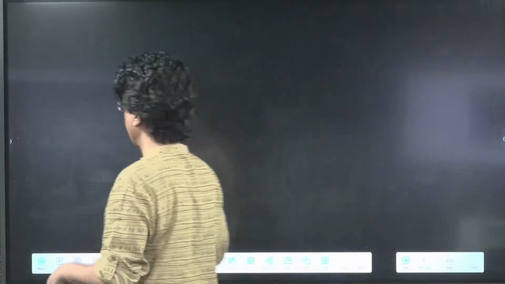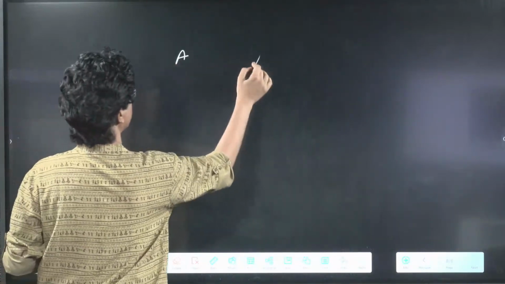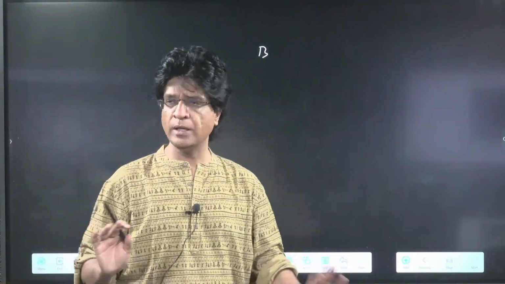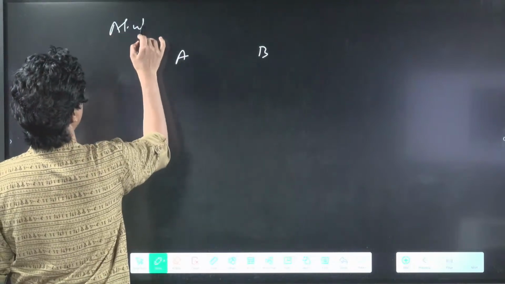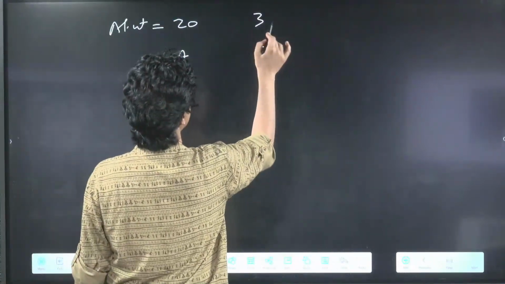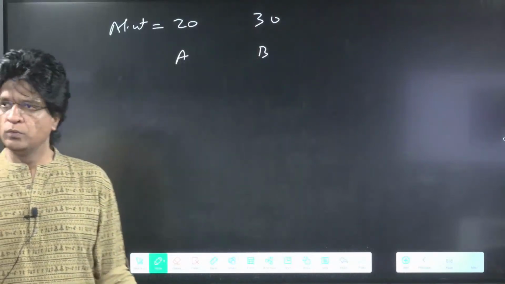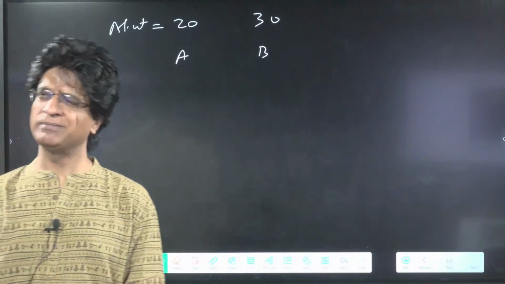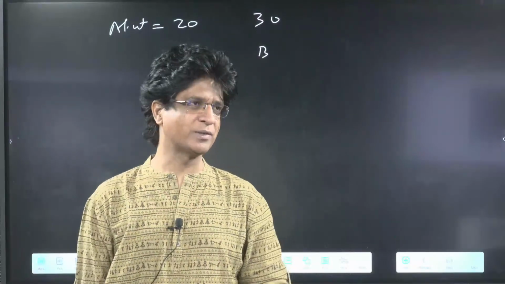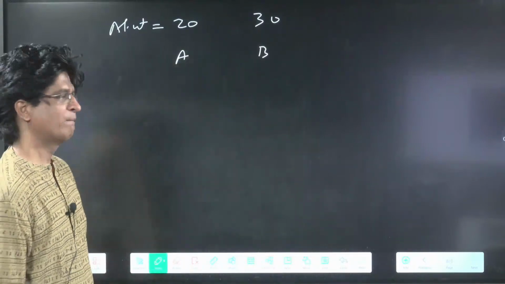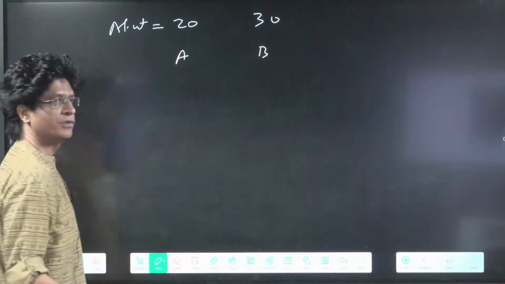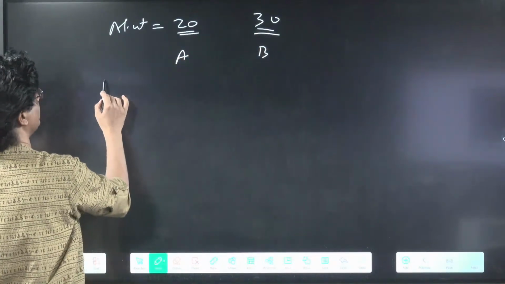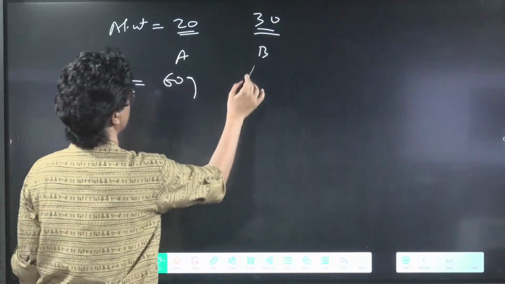Let's take one more. A compound contains equal weight of A and B, and atomic weight of A is given as 20 and that of B is given as 30. Find the empirical formula. We won't require that other stuff. Okay? So 20 and 30. Let's find the empirical formula. So please take the LCM of 20 and 30. It will be 60. So it will be 60 gram and 60 gram.